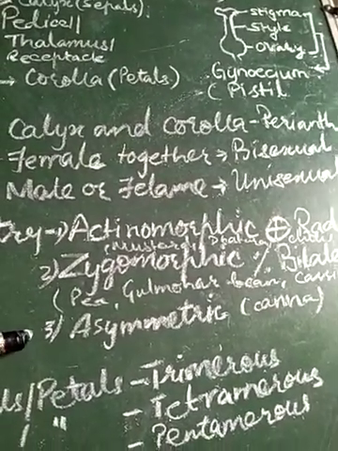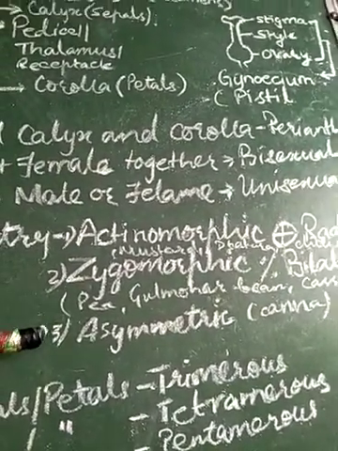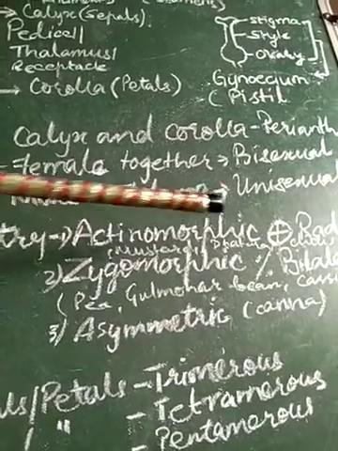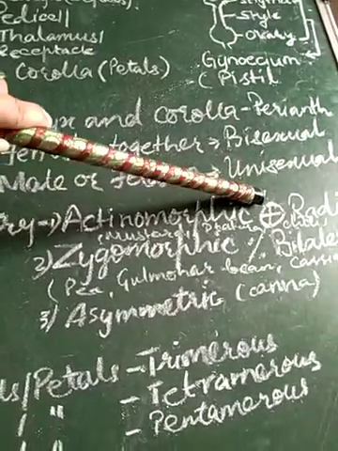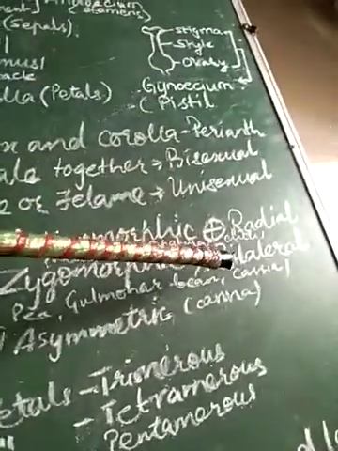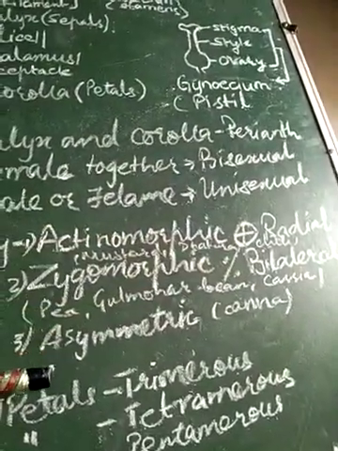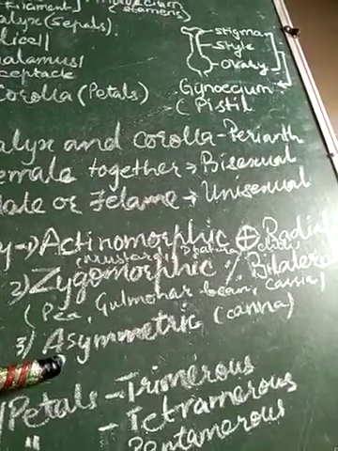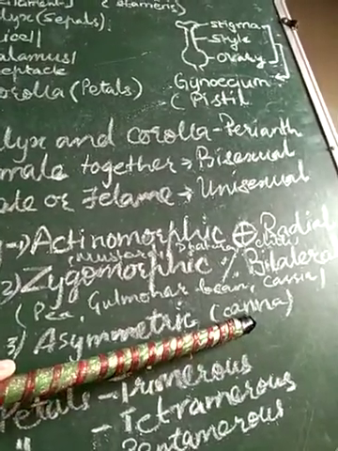Now the third one is asymmetric. Those flowers which show neither radial symmetry nor bilateral symmetry are called asymmetric. This is found in canna.